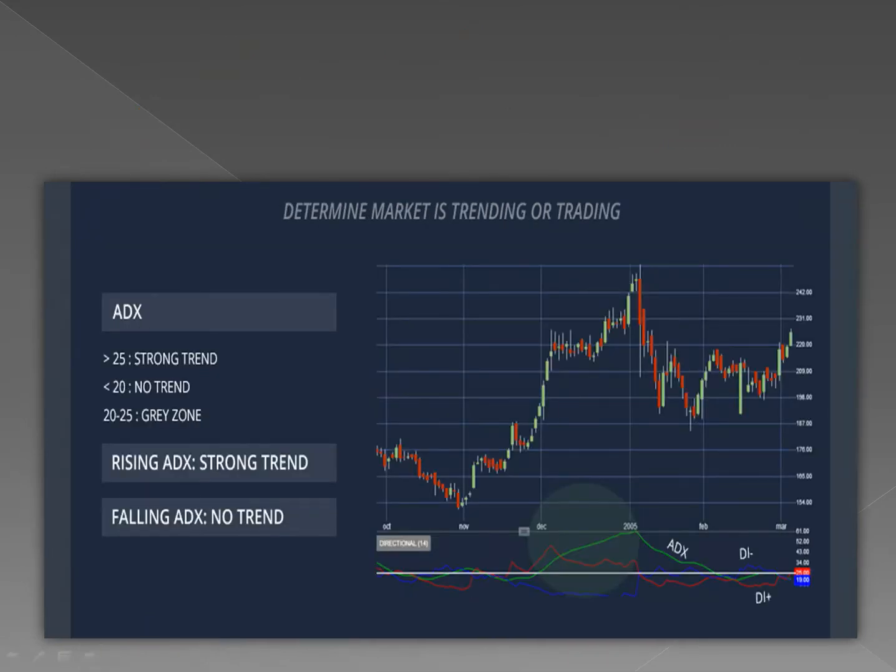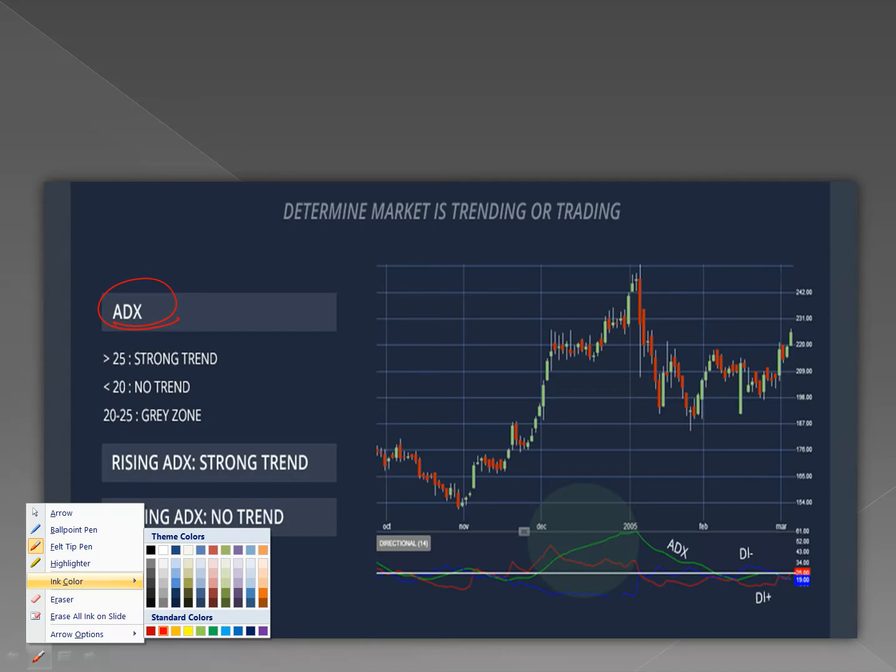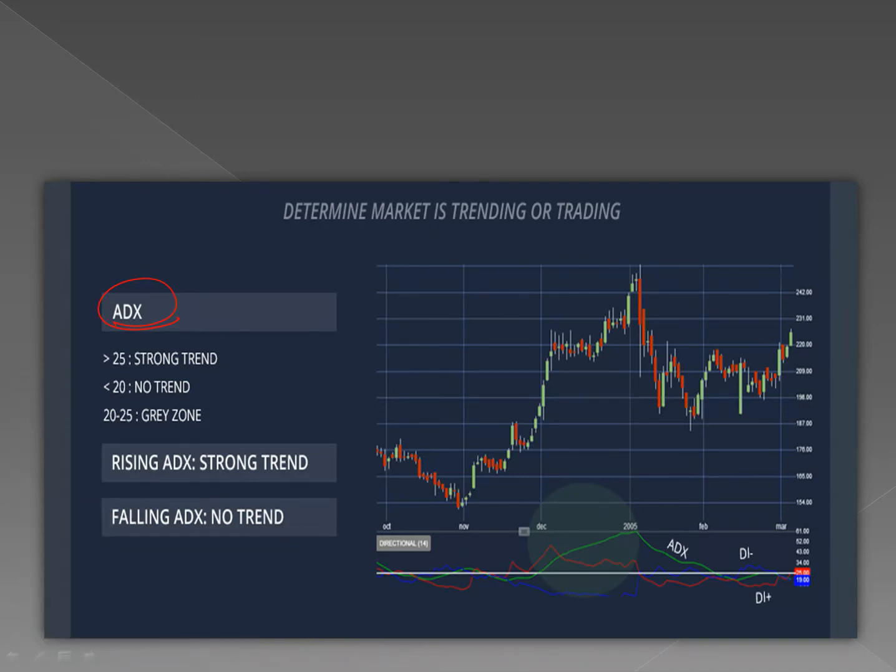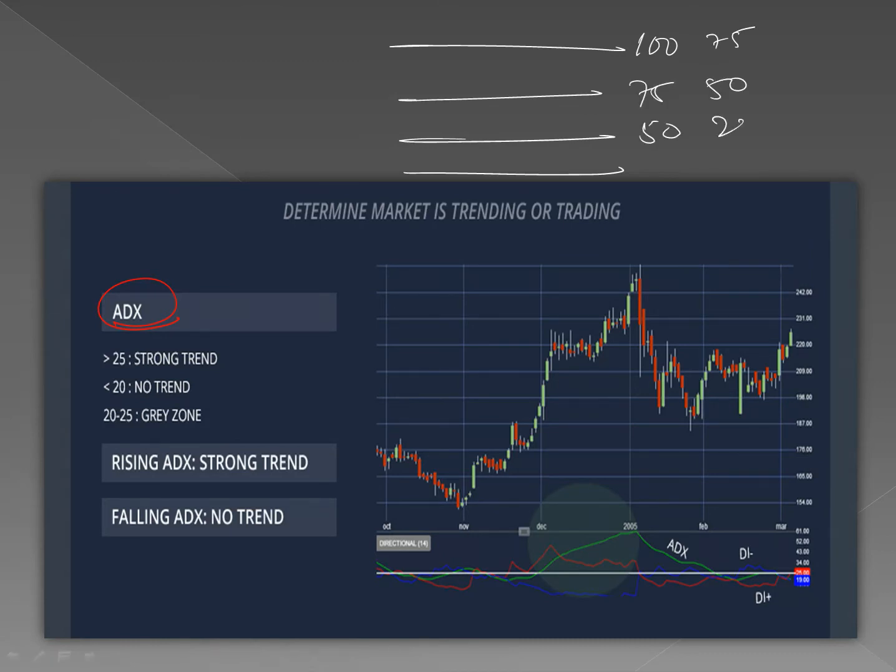Moving on to the ADX. Now this is basically all about trend. I'll help you to understand it in a very different way, the way it is supposed to be understood. So इसमें क्या होता है, आपके पास शेयर को हम एक स्केल में रख देते हैं, that is 100 to 75, 75 to 50, 50 to 25 and 0 to 25.